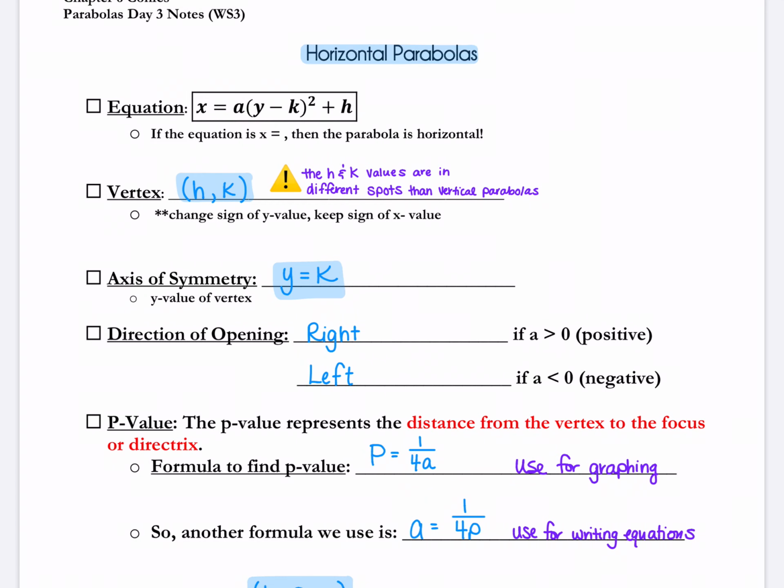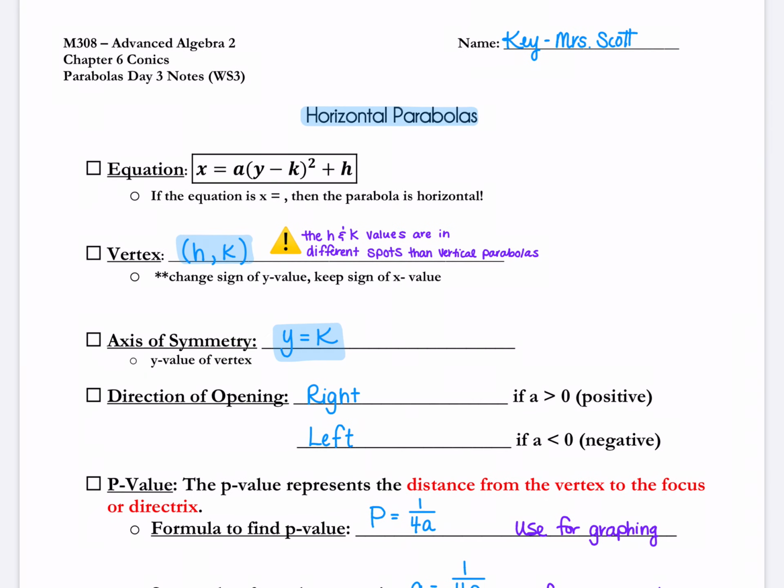Hey guys, this is Parabolas Day 3, so this is notes for horizontal parabolas. So this will be very different. Obviously a horizontal parabola is not a function. It does not pass the vertical line test, but we are not working in the world of functions in this chapter. We are working in the world of conics.